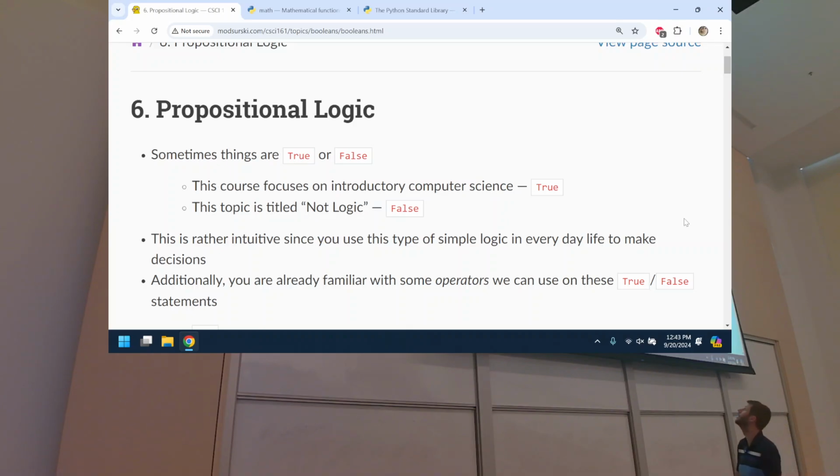That's it. So, for example, this course focuses on introductory computer science. True. This topic is titled not logic. False, because it's titled propositional logic. It's rather intuitive because this is how you've been operating as a human since you were this big. So you are pretty familiar with these things.